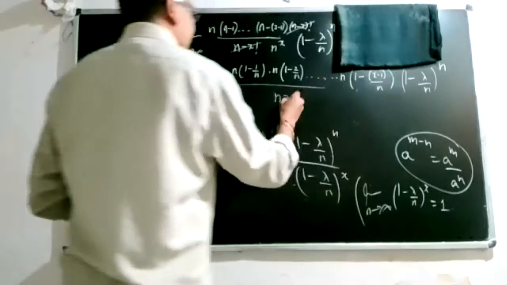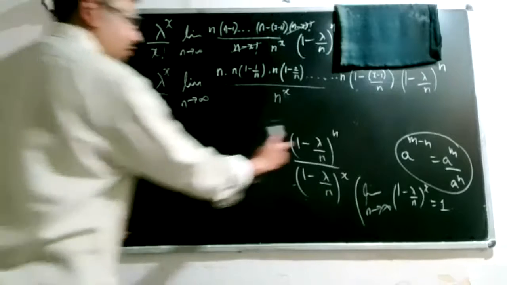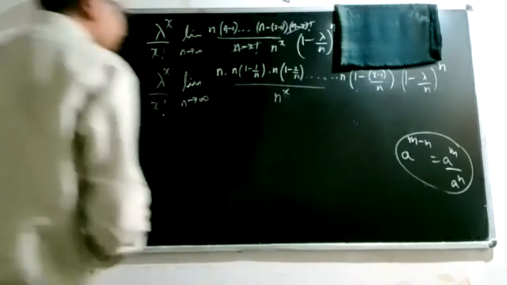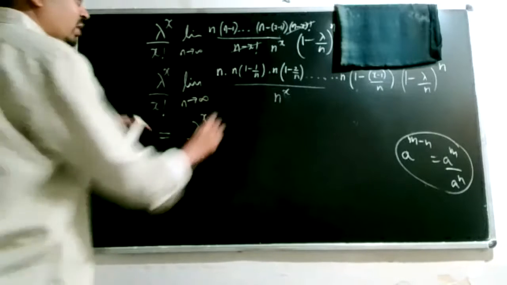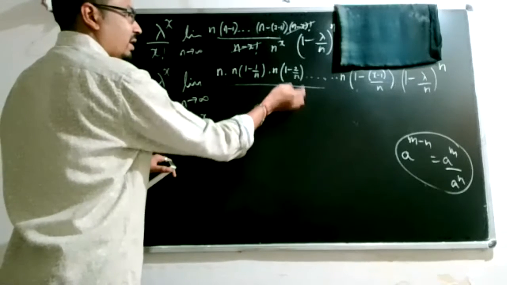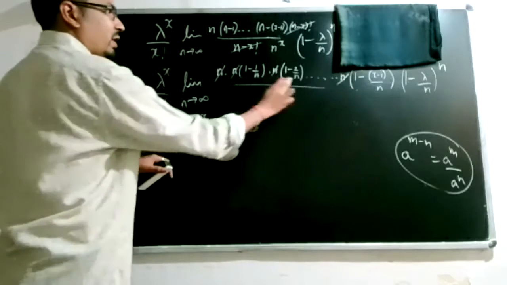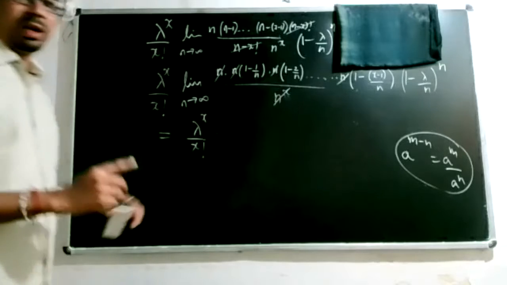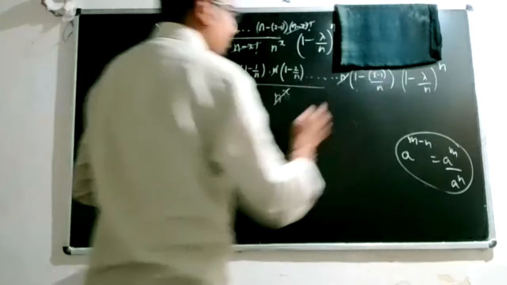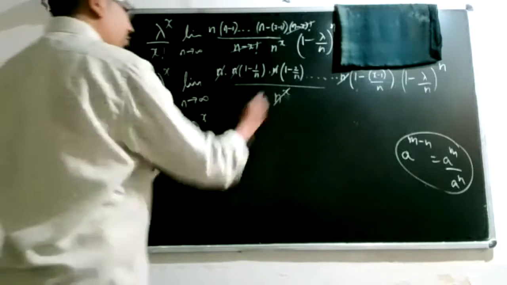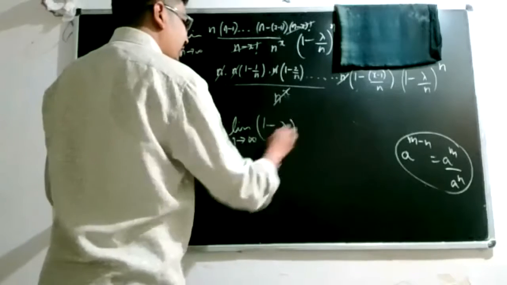Then I have n to the power of x. So we have x n's in the numerator and n power x in the denominator, so it gets cancelled. When you apply the limit, when you put n equals infinity, each of these terms becomes 1 minus 0, because 1 by infinity, 2 by infinity, and x is also finite, so x minus 1 by infinity is also 0. So I end up getting 1, 1, 1 after substituting the limit. So the only term we have is this.